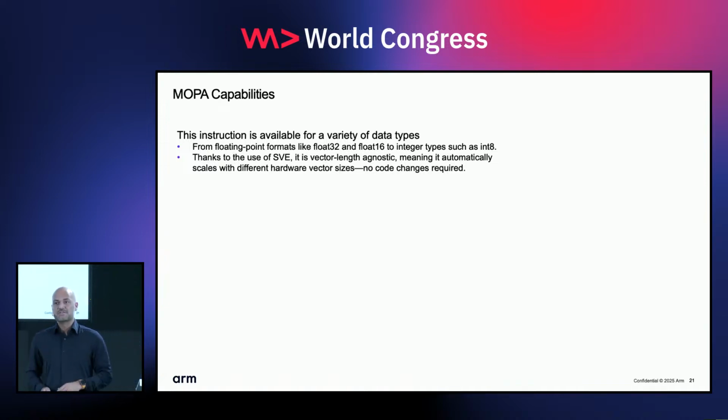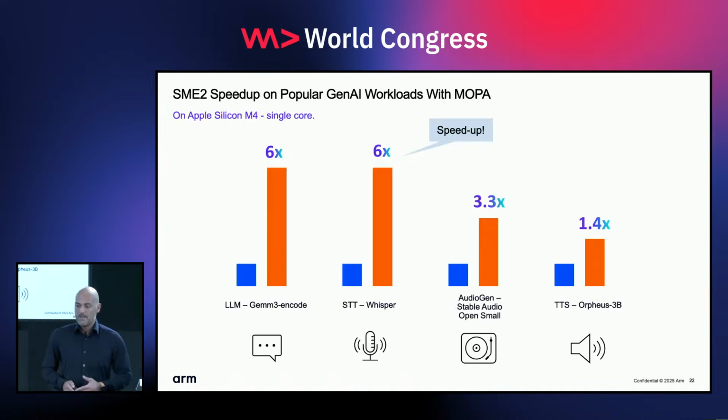This instruction is provided for different data types. As I said, we need flexibility and versatility. So this is actually the beauty of this instruction. And these are the levels of performance you're seeing today already. We're talking about more than 6 times better performance on key generative AI use cases. For instance, on Gemma 3, on Whisper, and also we have seen more than 3 times better performance with AudioGen through Stable Audio Open Small.